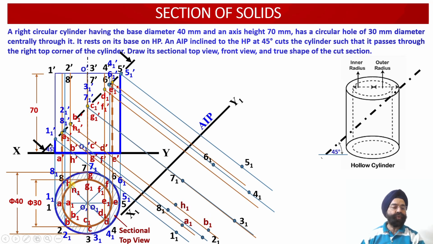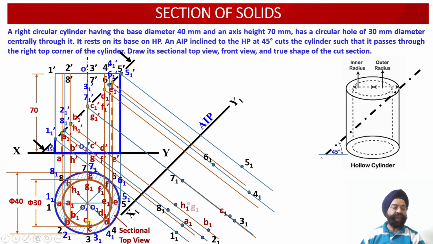Next point is H1. Now corresponding to H1, we have evaluated the distance between XY reference line and H1. And now through the projector line emerging from H1 dash, same distance we have plotted ahead of the reference plane X1, Y1 over here. Then we have the points C1 and G1.